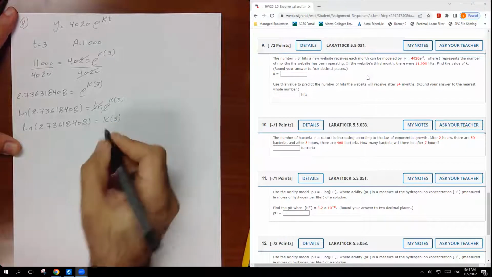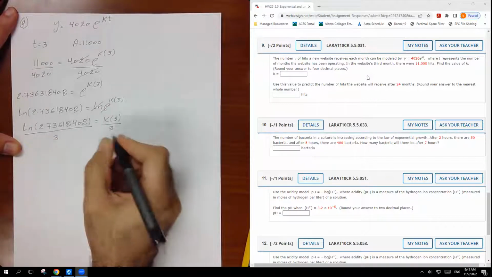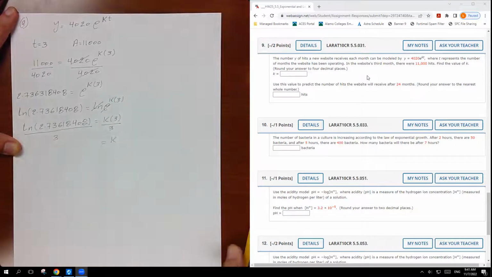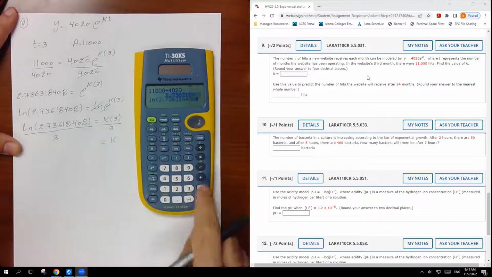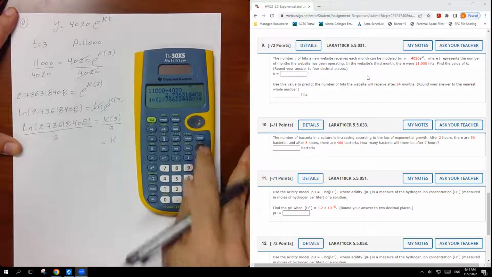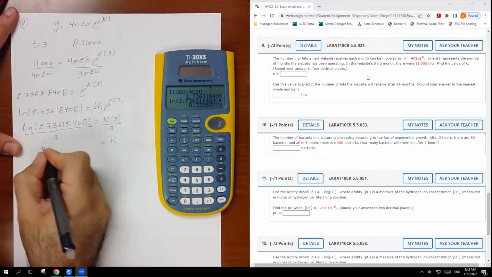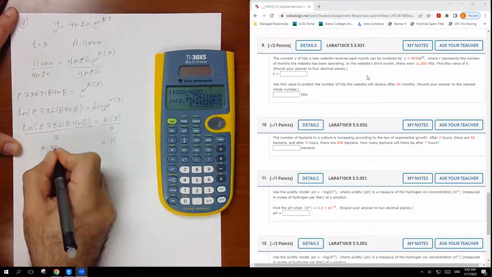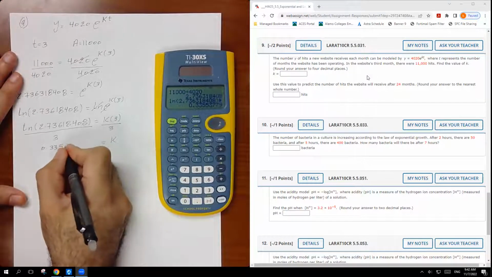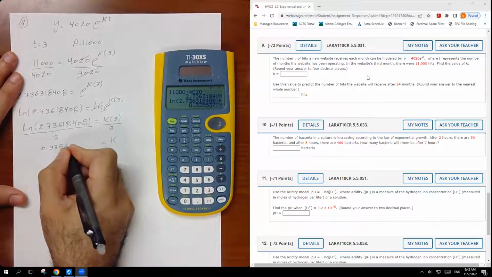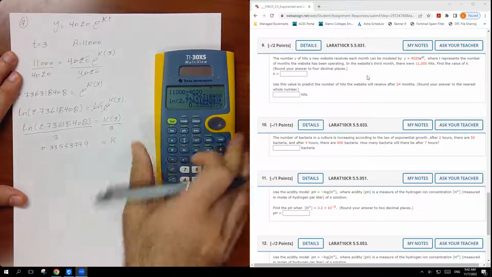Last step, we need to find the K. So divide both sides by 3. That means K is going to be equal ln of this number divided by 3. It's going to be 0.355779. You see, it's positive. That means it's a growth. So this is the K.